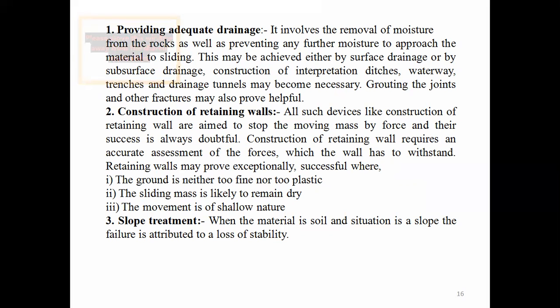In order to avoid these problems, we have to maintain an adequate drainage pattern so that the water inside is removed properly. As far as retaining walls are concerned, their construction requires an accurate assessment of the forces that will fall on the structure you are going to construct over that area. The retaining wall may prove exceptionally successful where the ground is neither too fine nor too plastic, so you have to take care of all these points.